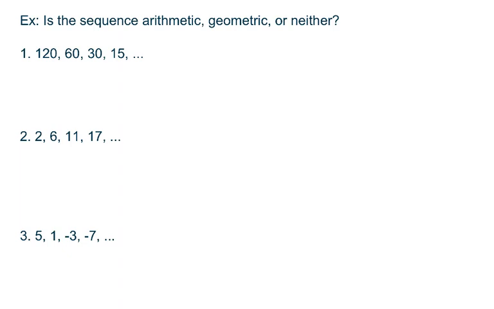Okay, so for number 1, 120, 60, 30, and 15. Well, I know that in order to go from 120 to 60, that would be like dividing by 2. And instead of writing dividing by 2, you could rewrite dividing by 2 as multiplying by 1/2. To go from 60 to 30, again, that's dividing it by 2, cutting it in half. So times 1/2. And to go from 30 to 15, again, times 1/2. The ratio between each term is the same. Okay, so this is in fact a geometric sequence.